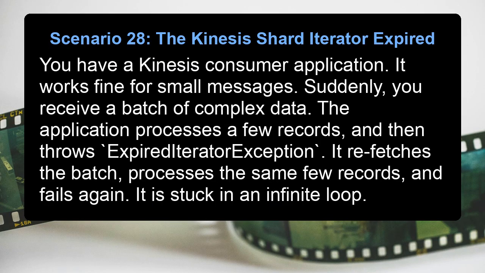Scenario 28. The Kinesis shard iterator expired. You have a Kinesis consumer application. It works fine for small messages. Suddenly, you receive a batch of complex data. The application processes a few records and then throws ExpiredIteratorException. It refetches the batch, processes the same few records, and fails again. It is stuck in an infinite loop.